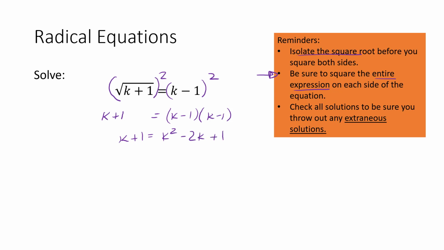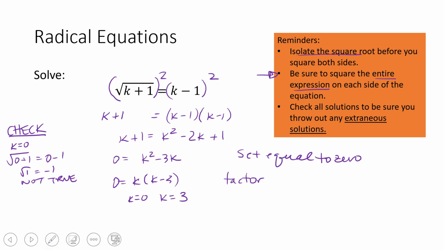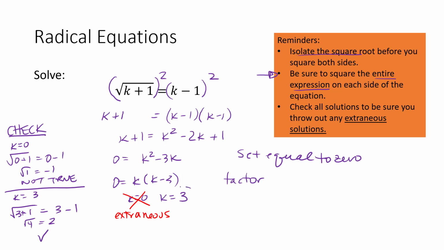So now how am I going to solve this? Well, this is a quadratic equation. I need to probably set it equal to 0. And now I'm going to factor because that looks pretty easy to factor. It seems like I have two solutions here. Let me check. First, we'll check k equals 0. This is not true. So that means that k equals 0 is an extraneous solution. Let's check k equals 3. That one works fine. So k equals 3 is our only solution.